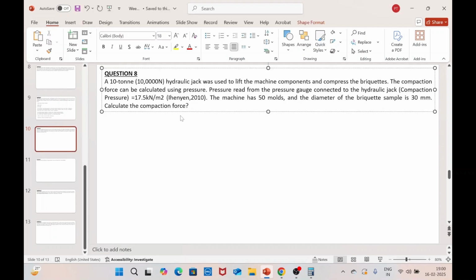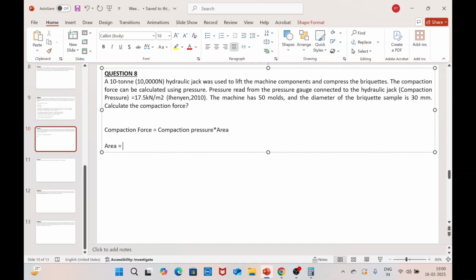I will ask one more question. How to calculate compaction force from pressure? How do you use the compaction pressure given in the question to calculate the compaction force? What is the relationship between force and pressure? Pressure is equal to force by area. Or you can write it as compaction force is equal to compaction pressure times its area, right? Is it fine? So how do you calculate the area now?